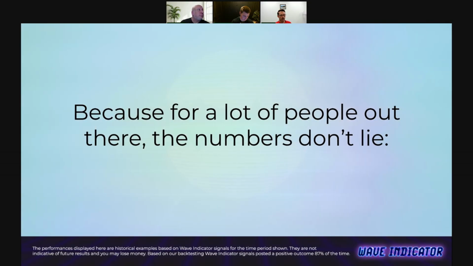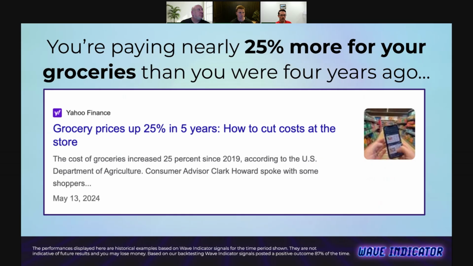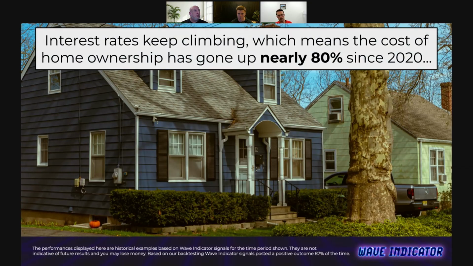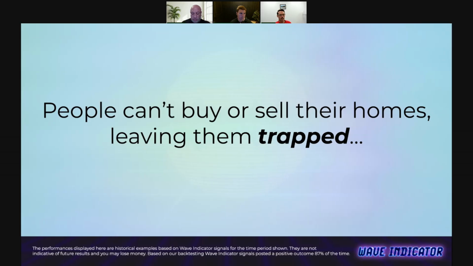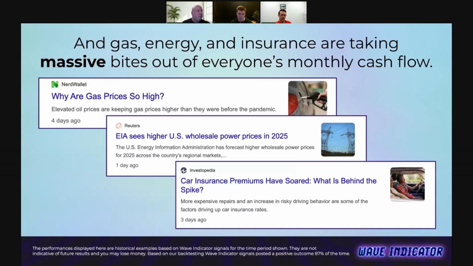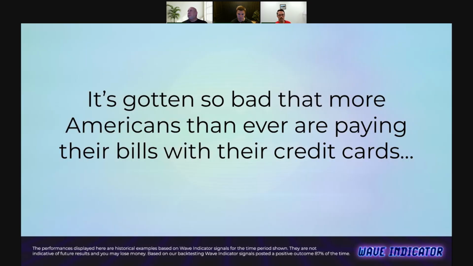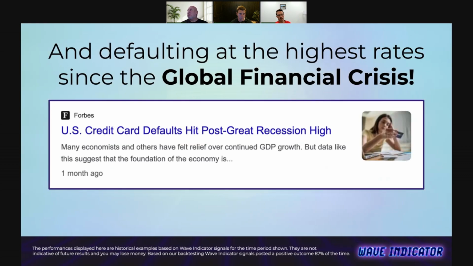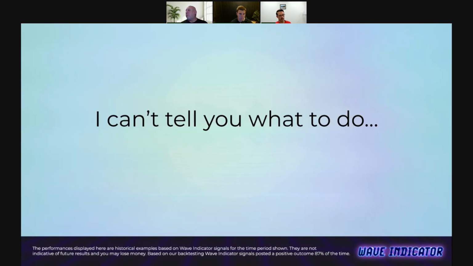For a lot of people out there, and we were talking about this, the numbers don't lie. We're paying at least 25% more for groceries than we were 4 years ago. Probably more. Honestly, it's more. Interest rates keep climbing, and the cost of home ownership has gone up nearly 80% since 2020. People can't buy or sell their homes. This leaves them trapped, right? Want to move, they can't. Gas, energy, insurance are also taking massive bites out of everyone's monthly cash flow. It's gone so bad, more Americans than ever are paying their bills with the old credit card and defaulting at the highest rates since the global financial crisis.